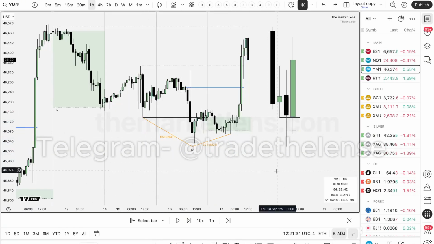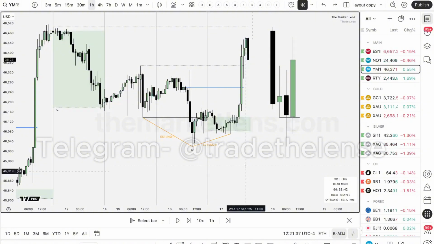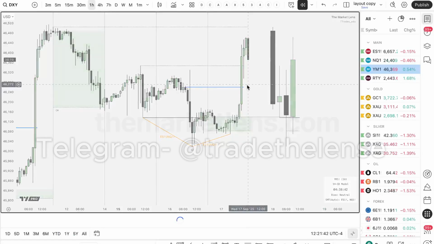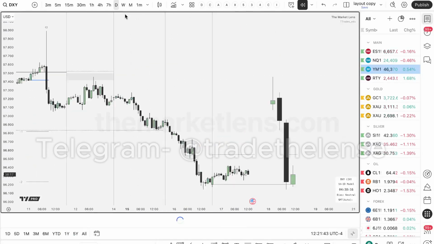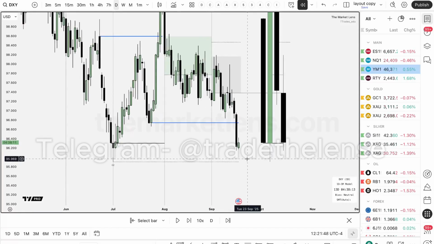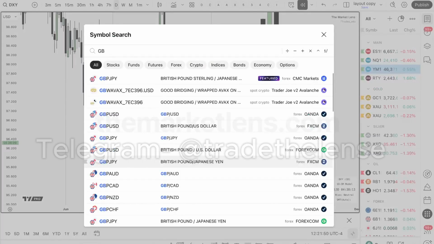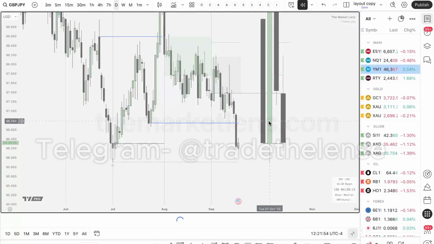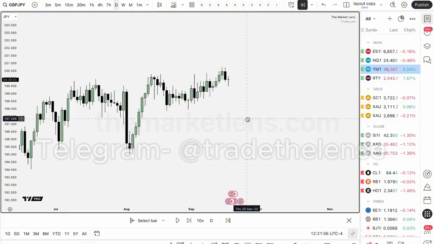Right. I wouldn't really worry about it until you have my model down, to be honest. Can you look at GJ? Yeah, let's first take a look at dollar because that kind of matters. All right. Dollar is moving, so not sure. Let's see. GBP, JPY. Is it consolidating?